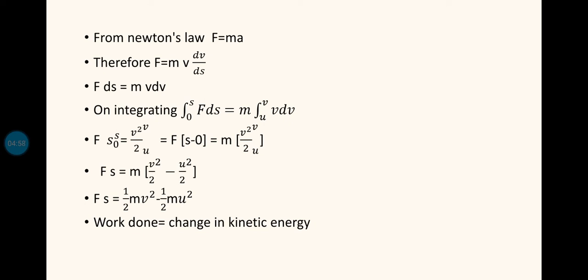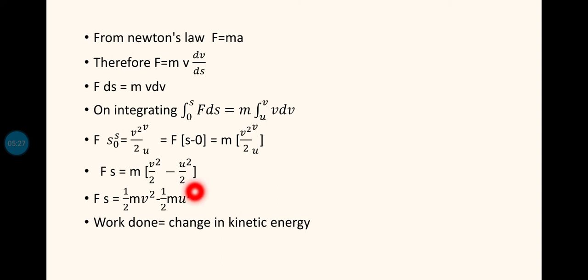u and v. On substituting, F into s minus 0 is equal to m into v square by 2 with limits u to v. So initially substituting the higher limit v, and secondly substituting the lower limit u, the equation takes the form F into s. Here it is s minus 0, so it becomes s, and m into first limit is v, so v square by 2, and second limit is u, so minus u square by 2.